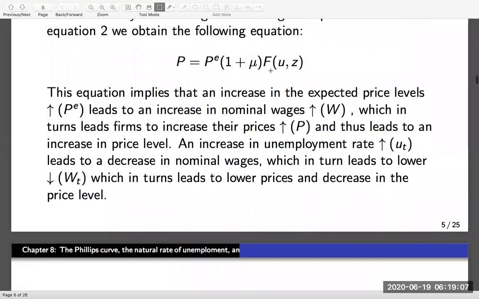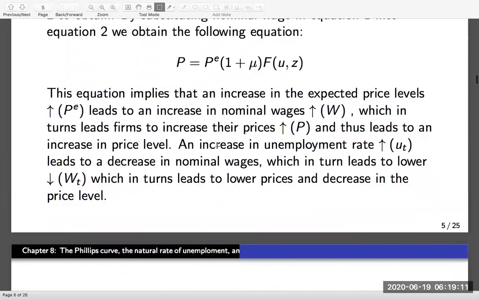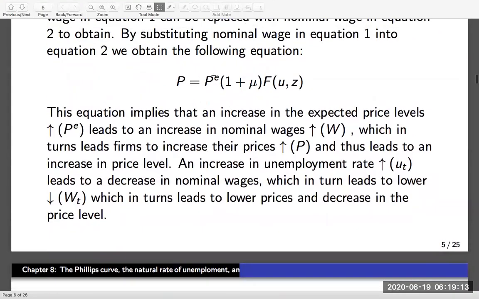Of course, if these variables on the right increase, your price level will increase. Now notice, if these things are increasing and causing price to increase, they are likely to cause inflation to increase. Remember, inflation is just a change in price level over time. So an increase in unemployment rate leads to a decrease in nominal wages, which in turn leads to a lower price level.